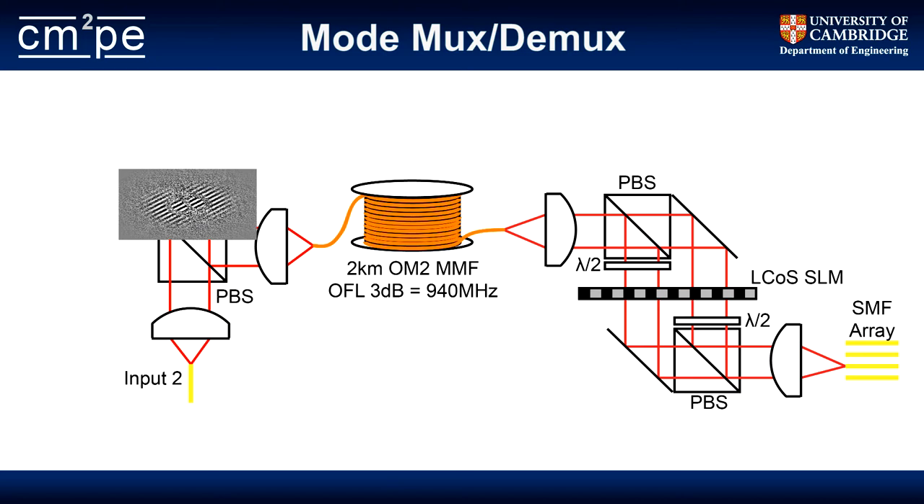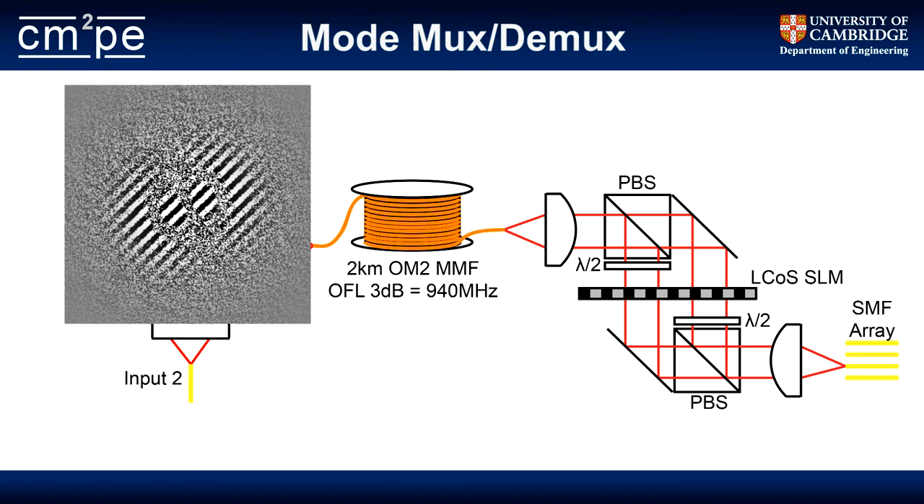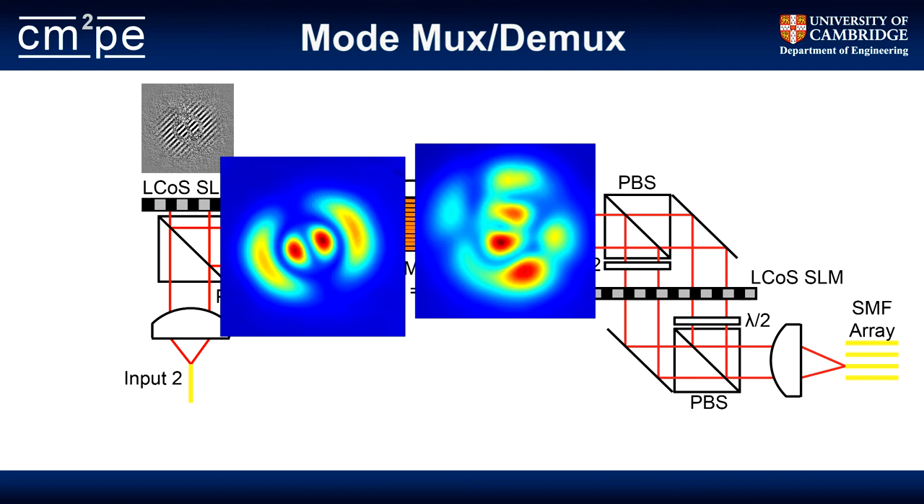Here I'm launching an LP12 mode, as I was in the previous talk. And if you launch that in, you might get this arriving at the receiver. The receiver will decompose that in terms of amplitude, phase, and polarization, create the relevant phase mask, and route it to the appropriate output fiber.